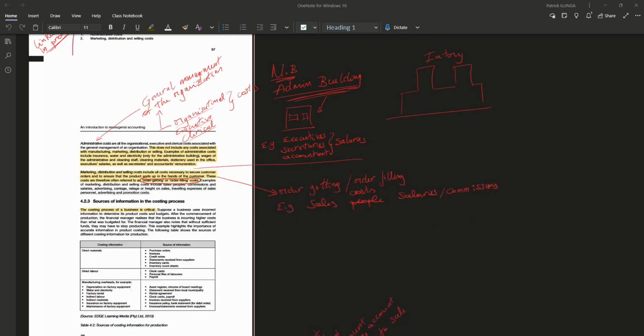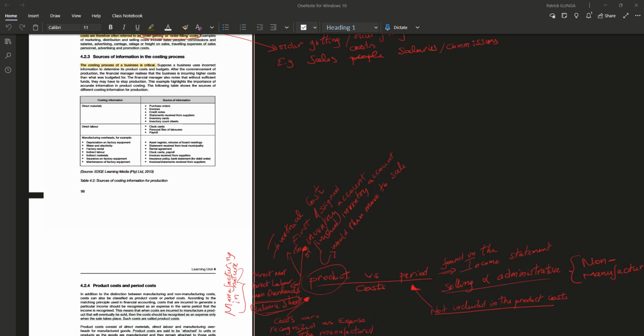Administrative costs will be related to the general management of the organization. All right, so organizational, executive, clerical costs. And the marketing, distribution, and selling costs we can summarize as the order getting and order filling costs. Like we said, we want to get this product in the hands of our customers. All right, so please do your due diligence and do your reading on this, and we shall now touch on the product cost and the period cost, right? So that will be in our second part.